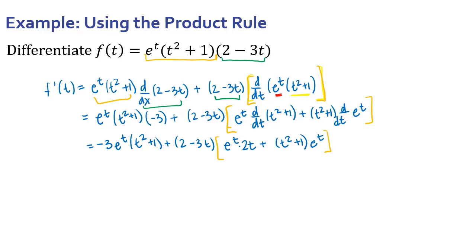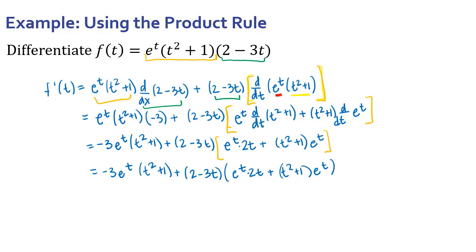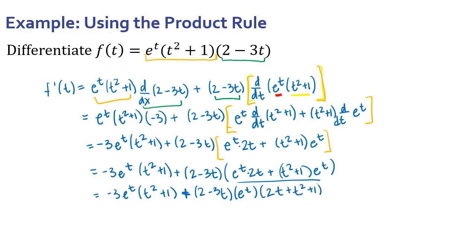Okay, so yuck. This ends up giving us negative 3 e to the t times t squared plus 1, plus 2 minus 3t times e to the t, 2t, plus t squared plus 1 times e to the t. I can factor an e to the t out of here, so I can write it a little bit nicer, like this: equals negative 3 e to the t times t squared plus 1, plus 2 minus 3t times e to the t times 2t plus t squared plus 1.